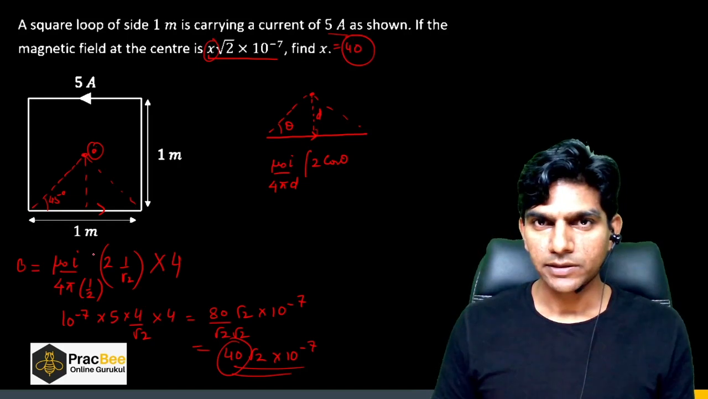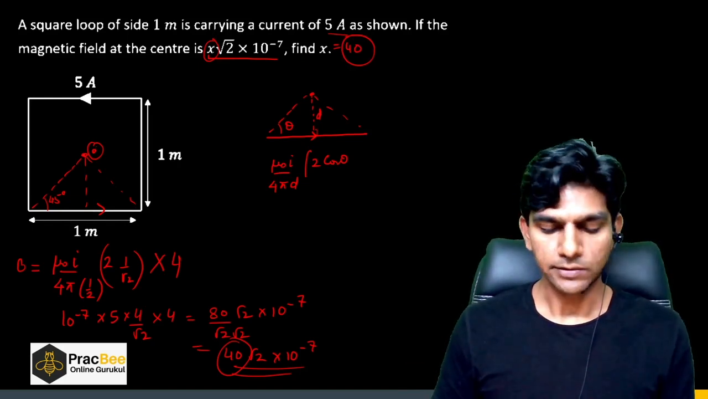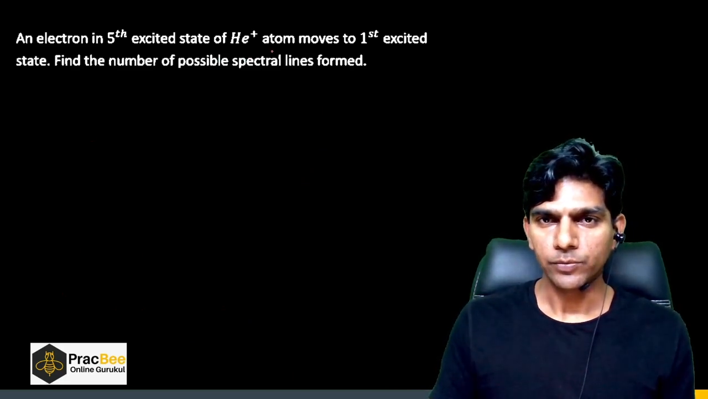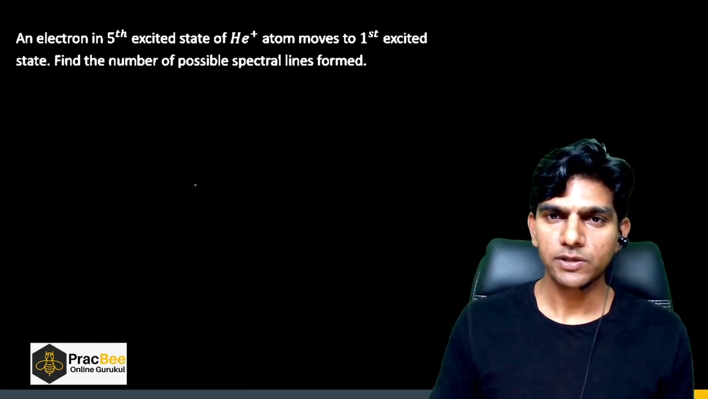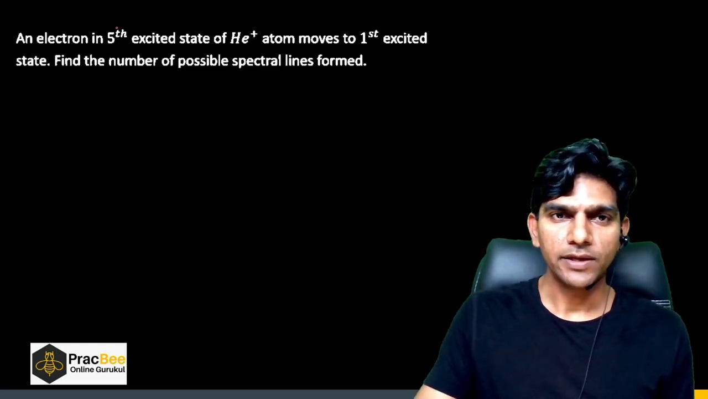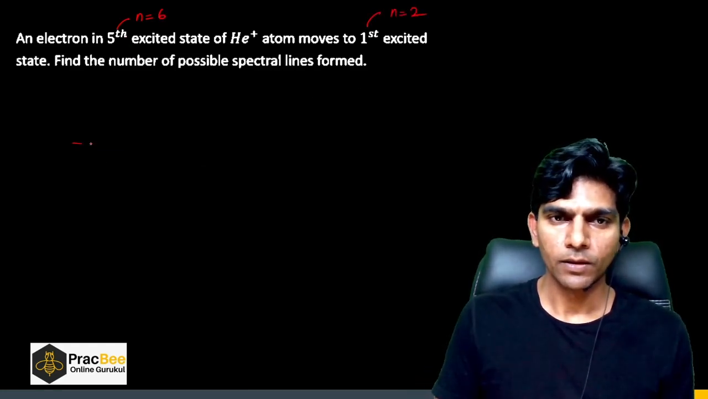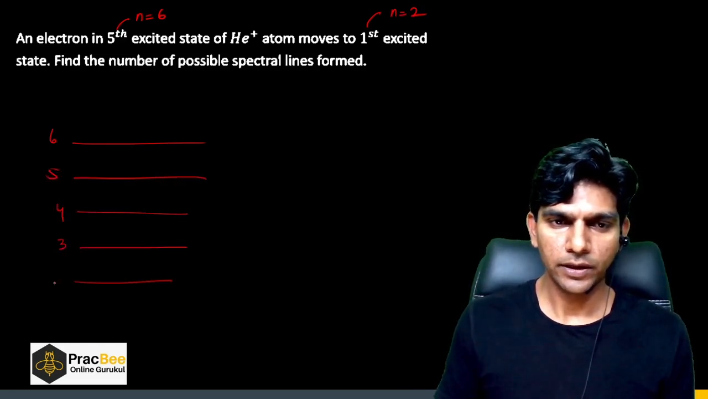So again, it is a standard question that we always cover when we are teaching this concept in class. An electron in the fifth excited state of a helium positive ion moves to the first excited state. Find the number of possible spectral lines. So the fifth excited state corresponds to n equals 6 and the first excited state corresponds to n equals 2. So this is 6, then we have 5, 4, 3 and 2.